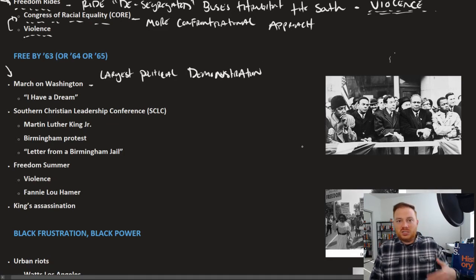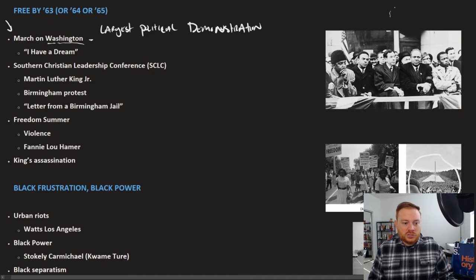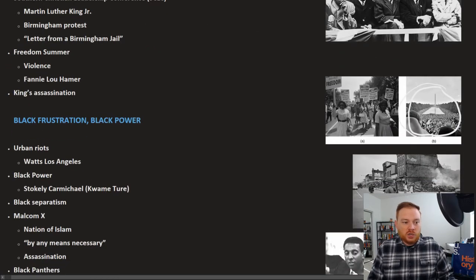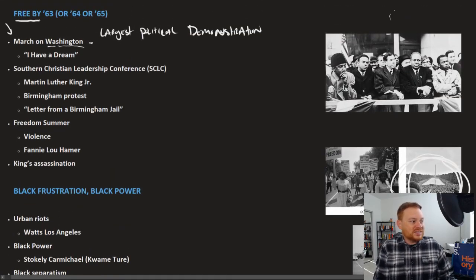Again, Washington, D.C. is what we're talking about here, not the state of Washington. Washington, D.C. was where President Kennedy asked Congress for a law on civil rights. And so you had massive crowds that turned out in Washington, D.C. to pressure Congress to pass civil rights legislation. Of course, the slogan was "Free by '63." 64 and 65 actually mark when the Civil Rights Act and the Voting Rights Act were passed. But the slogan during the Civil Rights Movement was "Free by '63."